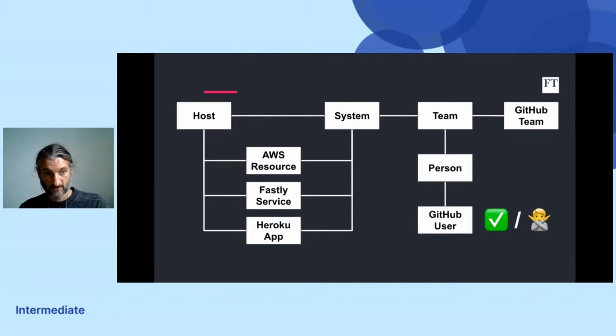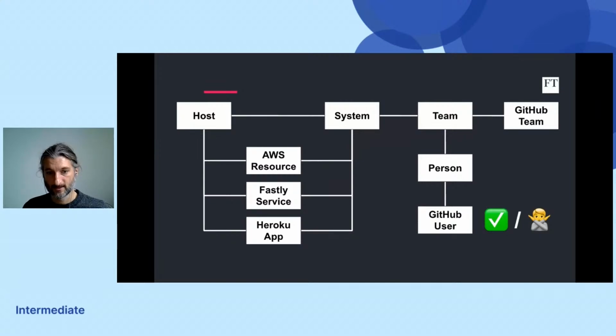Here we can see the data we've got in the graph. We've got host records now, and they're connected to infrastructure, which are in turn connected to systems and the teams that are responsible for them. And then reaching out from teams, we've got data mapped to people, and then GitHub teams and GitHub users, because we import data from GitHub as well.